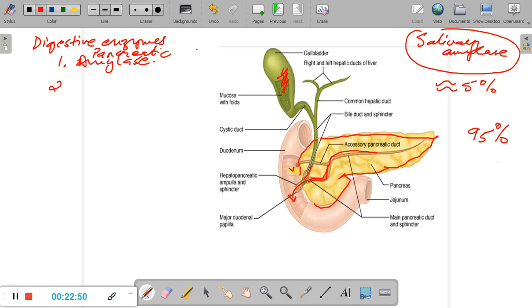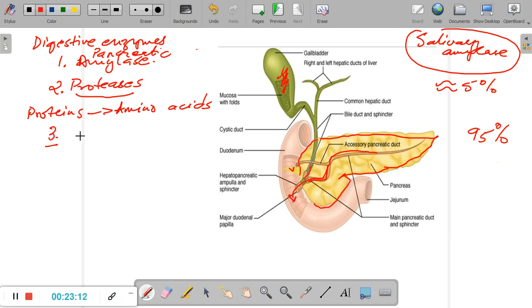What are the other enzymes or digestive juices secreted by the pancreas? Number two are something called proteases. You're scared. But proteases are also enzymes which break down proteins to amino acids. Simple, proteases. Third, I hope you remember, what is chyme rich in? Chyme is still rich in a lot of carbohydrates, undigested proteins and undigested fats.